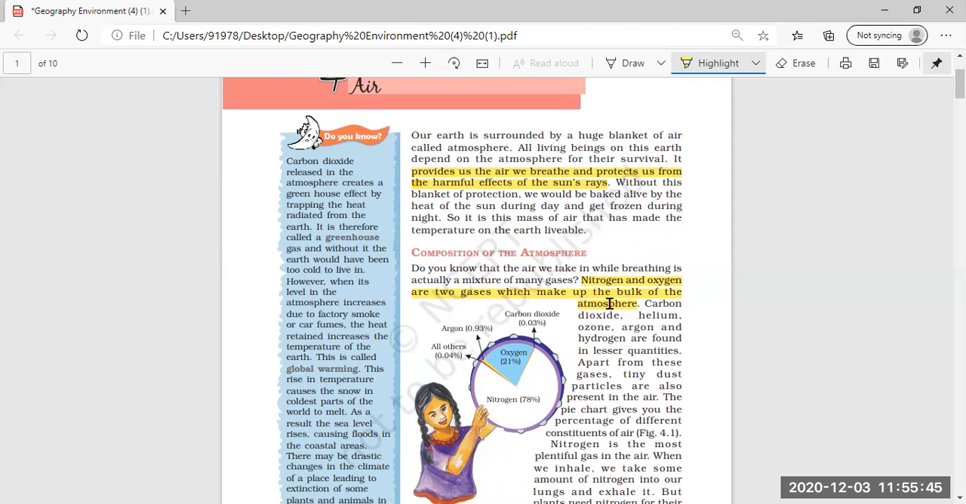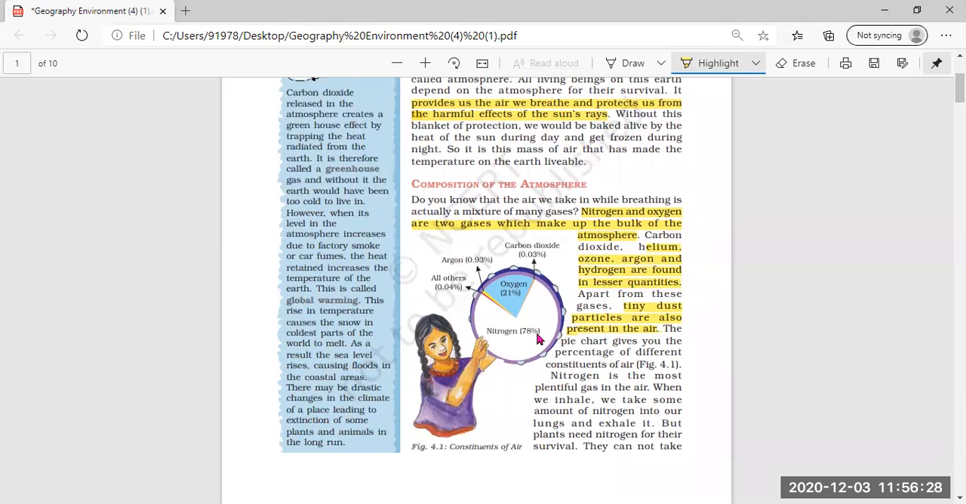Apart from nitrogen and oxygen, carbon dioxide, helium, ozone, argon, and hydrogen are also found, but in lesser quantity. Apart from these gases, tiny dust particles are also present in the air, and the pie chart gives you the percentage of different constituents of air.